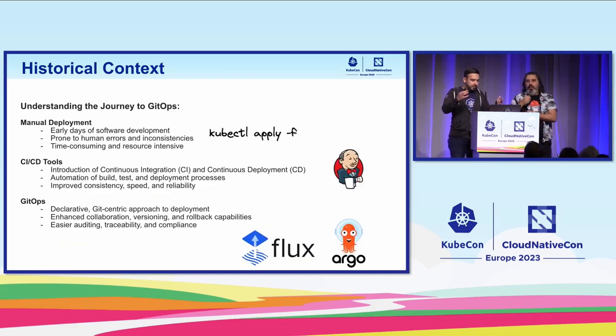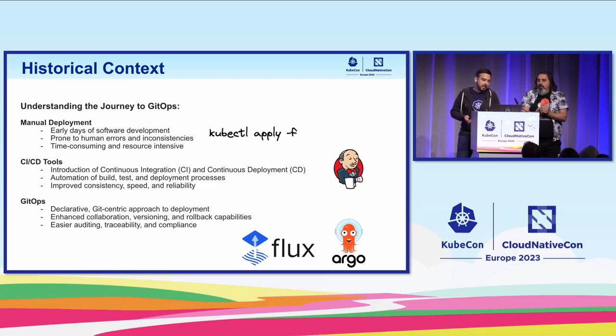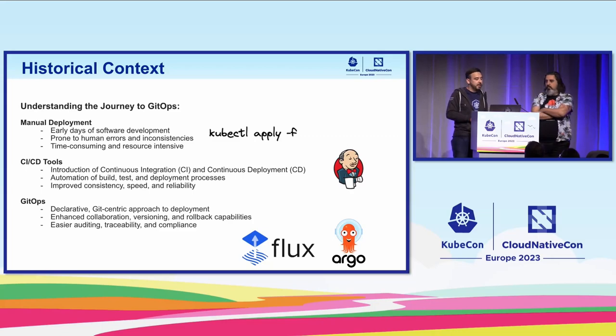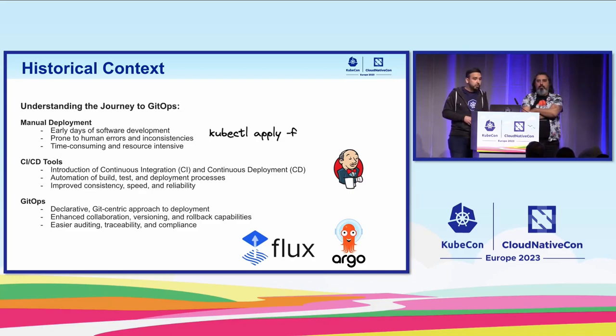So, just to recap with the historical context, back in the day we were doing manual deployments, we were doing kubectl apply. At the time, there were a lot of issues with it, like human errors and inconsistencies. Things would not scale up. This led to the development of CI/CD tools like Jenkins. And it was good. It's still good even these days. A lot of people use tools like Jenkins and workflows. It helped with consistency, speed, and reliability. But it was not enough.